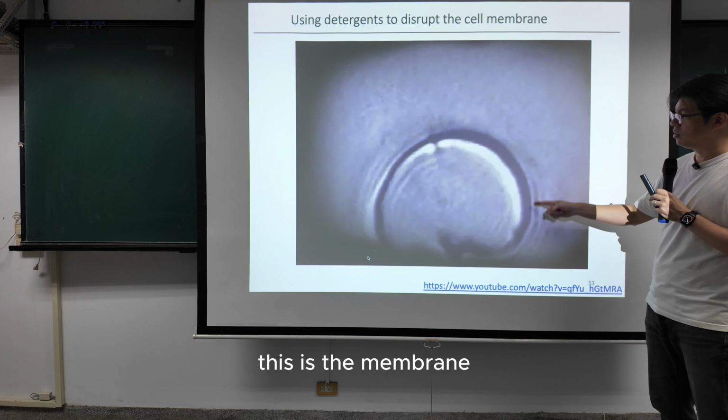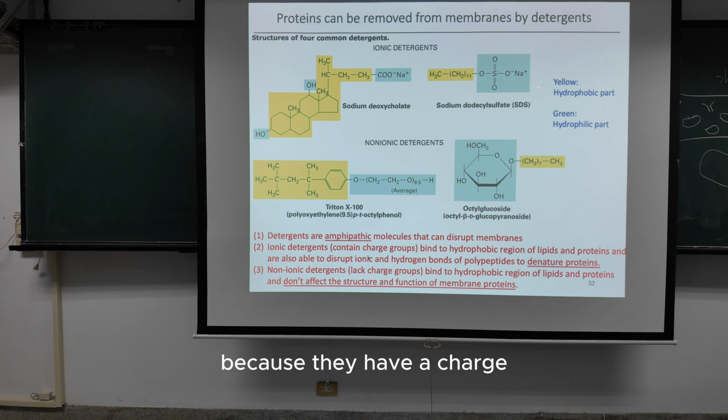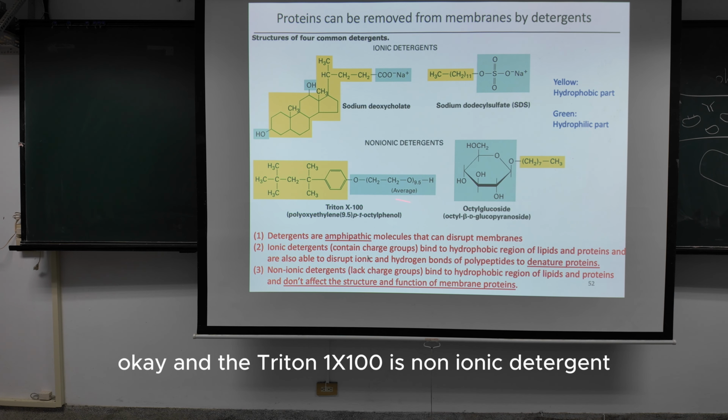They can disrupt the membrane, so they can help you extract the membrane protein. But there are two different groups. One is ionic detergent, and the other is non-ionic detergent. For example, SDS belongs to the ionic detergents because it has a charge. Triton X-100 is a non-ionic detergent; they do not have a charge in this group.